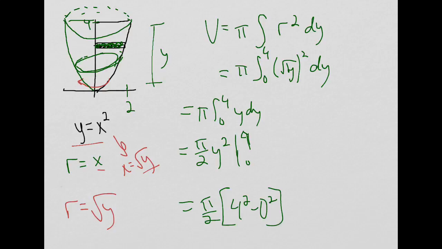Especially with these, I like to keep all of my coefficients out front if I can. So you should see that this now simplifies to 16 times pi over 2, which is going to give me a final answer of 8 pi.